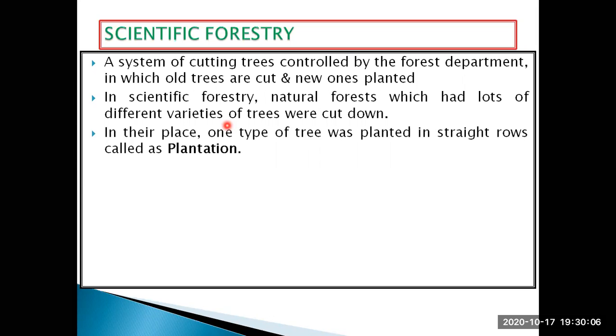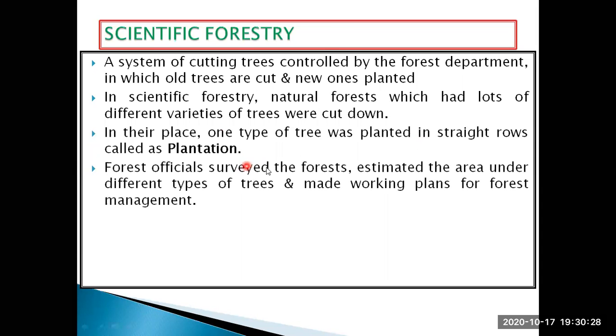In their place, one type of tree was planted in straight rows, called a plantation. Like in plantations, you might have seen tea, coffee, rubber plantations. So like that, they started planting the trees in straight rows so that they can cut them easily, and that is known as plantation as well.